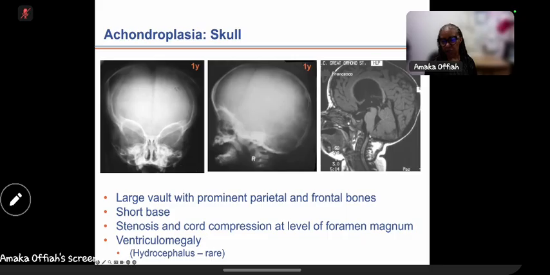And here is an example with the ventriculomegaly, but in particular, you can see that they've got foramen magnum stenosis, and they have a low signal on T1 within the cord at the level of the foramen magnum, which would be a grade 4 in the achondroplasia foramen magnum stenosis score. This would require surgery because this infant would be at risk of sudden death.